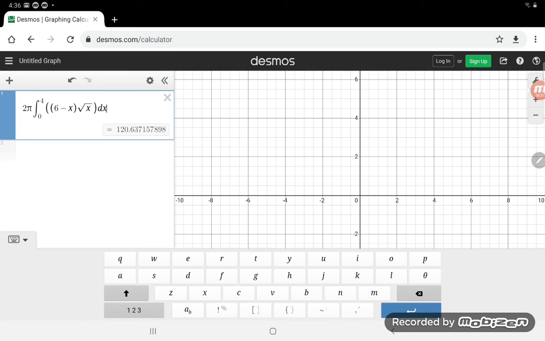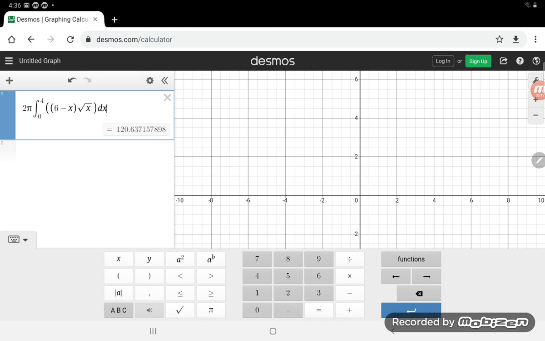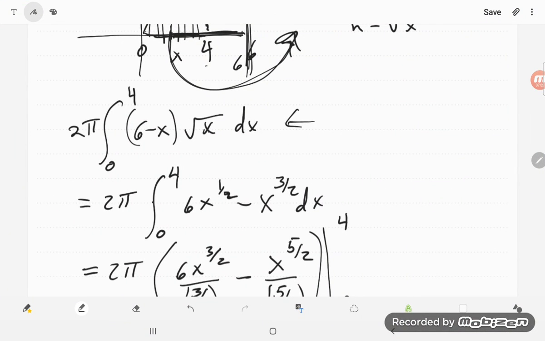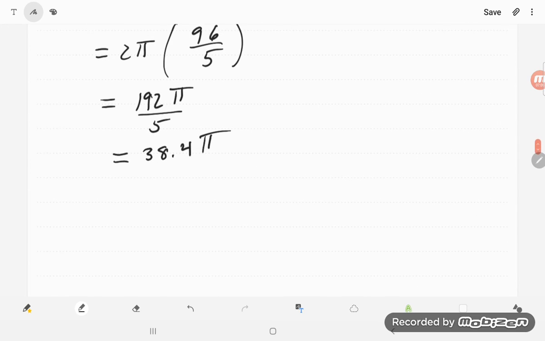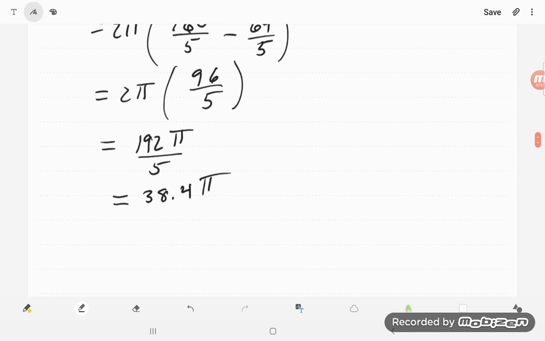Okay, and I said 130. I guess that was off. Okay, so 120.63. And then down here, what the heck was it? 38.4 pi. 120.63. Okay, so that was our integral. And everything worked out lovely with our 38.4 pi. Okie doke, that one's done.